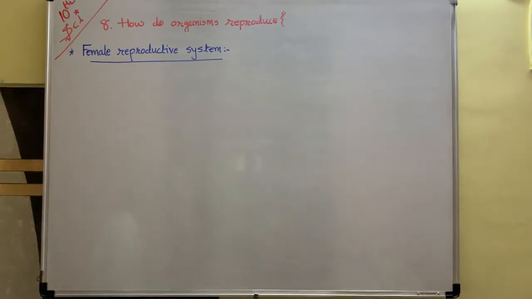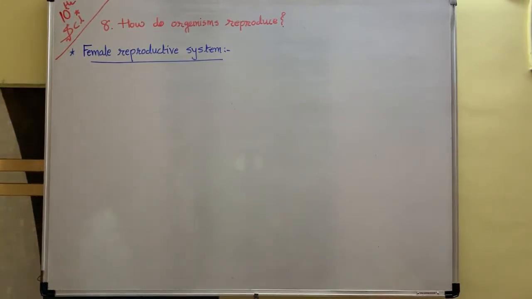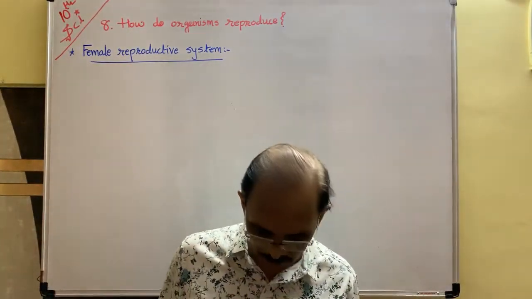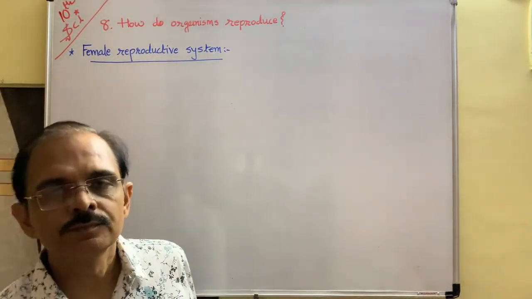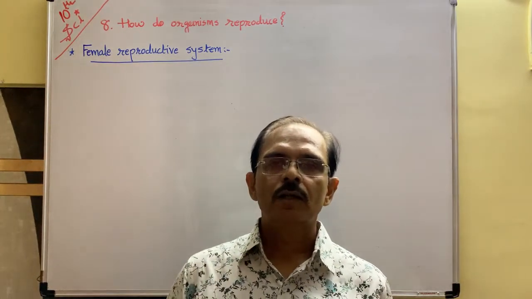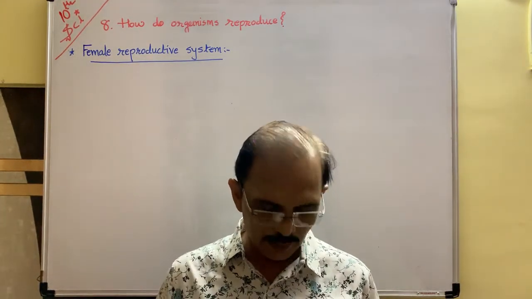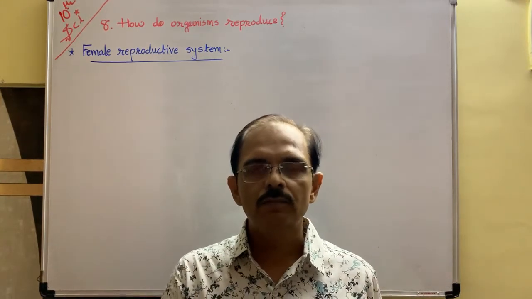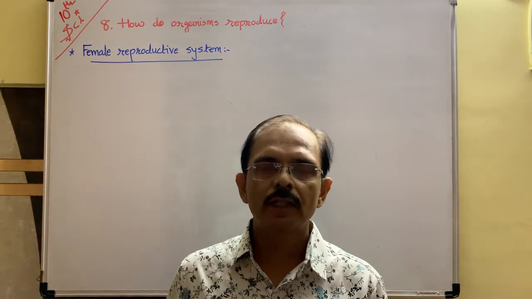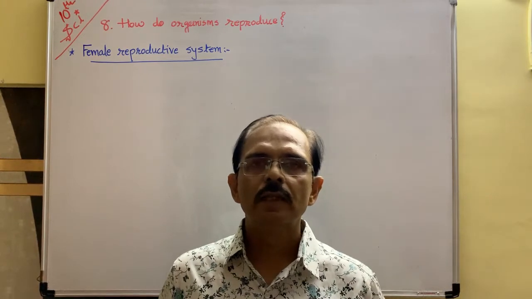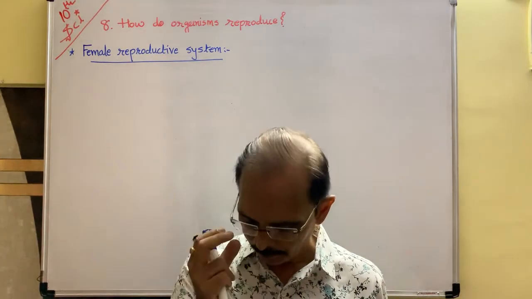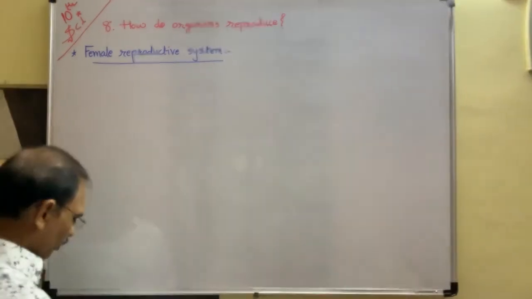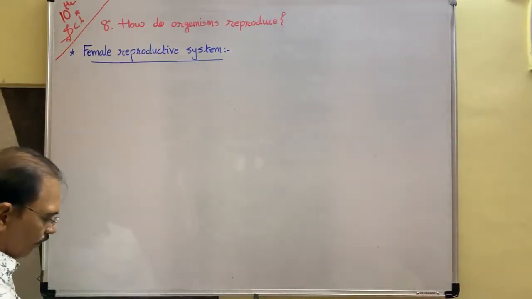Now let us start. Female reproductive system. It is a more complex system than the male reproductive system. It is a 3 to 4 mark question, right? Female reproductive system: how the embryo is formed, how birth of the babies takes place, and what is menstruation. Okay? First, we start with the reproductive system in females.